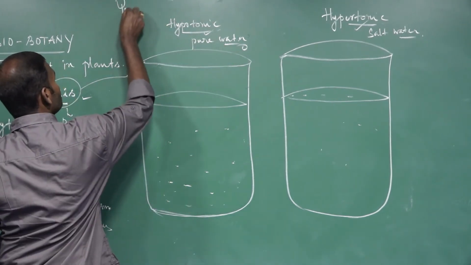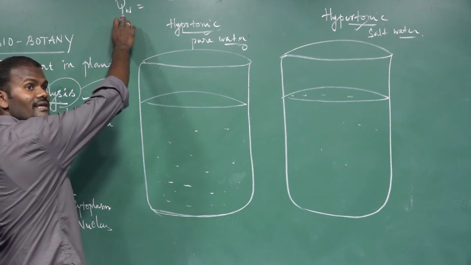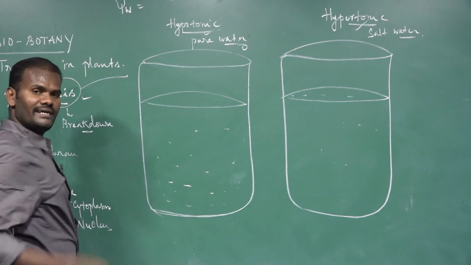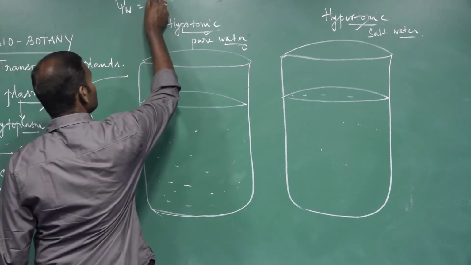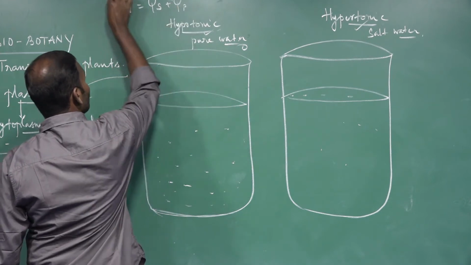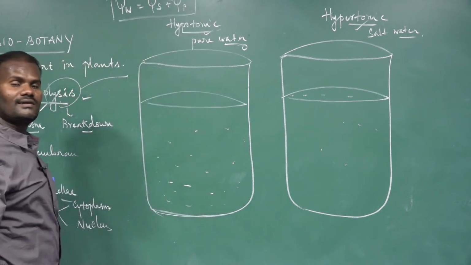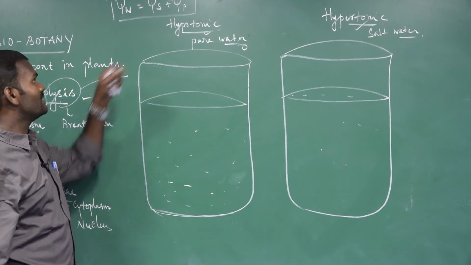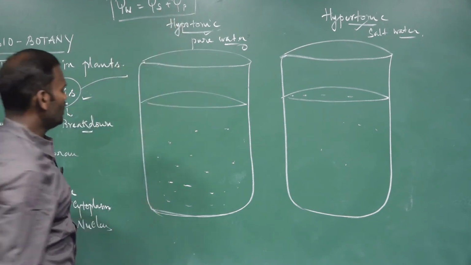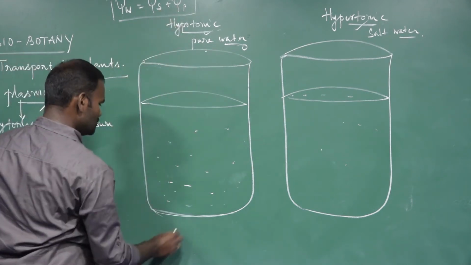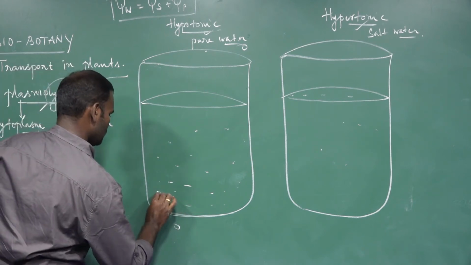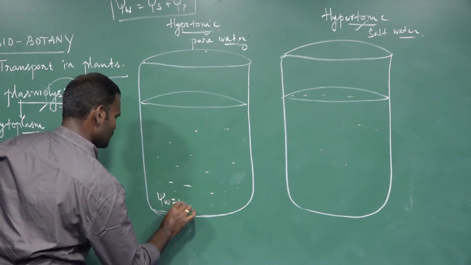So the water potential is denoted by the Greek symbol psi, and it is determined by two factors. One is solute potential, another one is pressure potential. So we know the formula. How can we calculate the water potential? Water potential is determined by two factors. One is solute potential, another one is pressure potential. So the water potential of the pure water is zero. So here water potential is equal to 0.